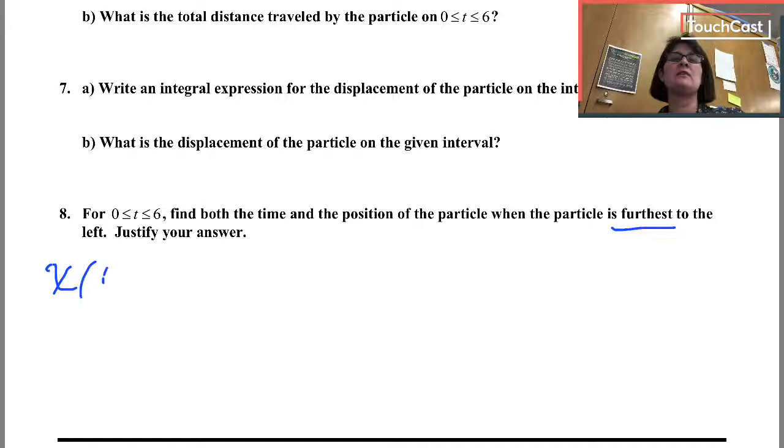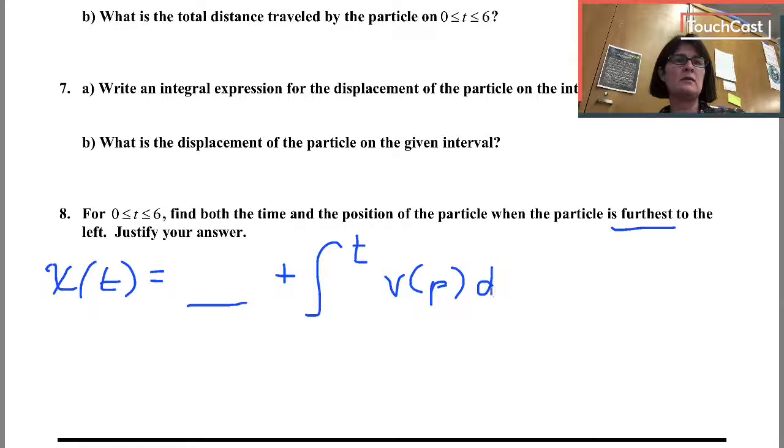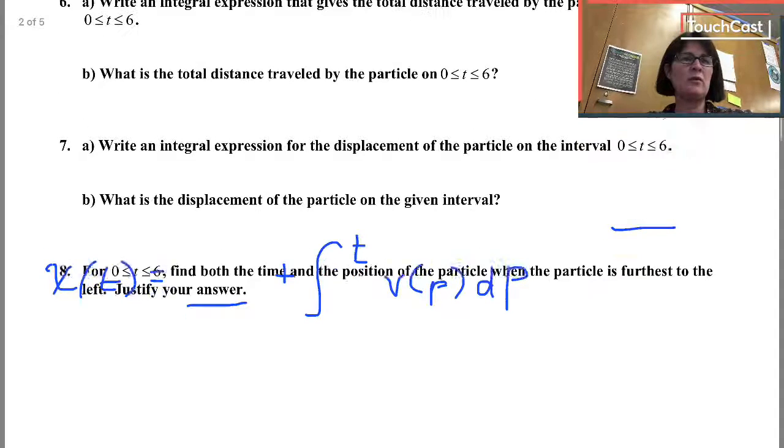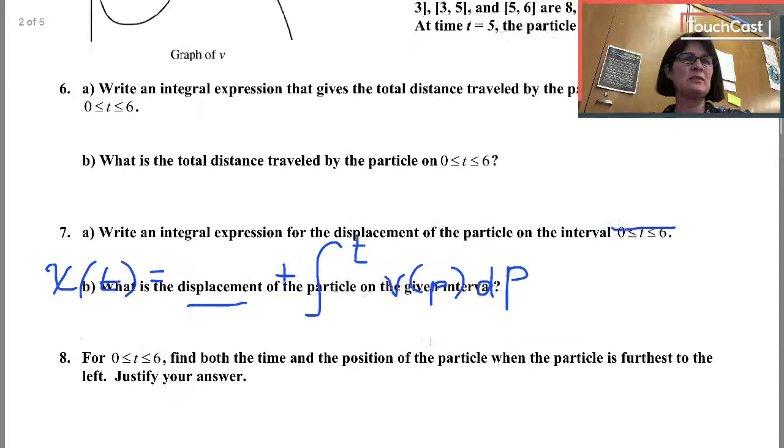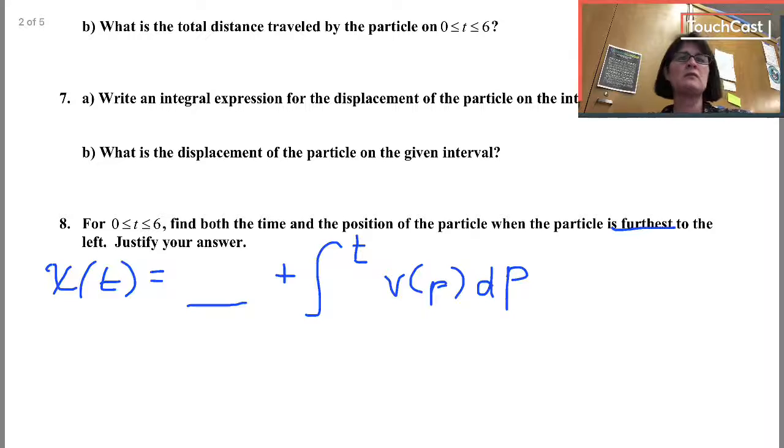So x of t is going to be some starting position plus the integral from some time that I don't know yet to t of the velocity function. I have to scroll up to the top to remember what that ordered pair was. At time t equals 5, the particle is at position x equals -2. This is going to be -2 plus the integral from 5 to t of v of p dp.